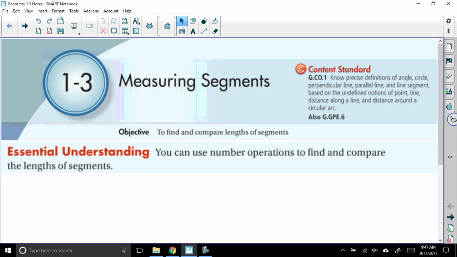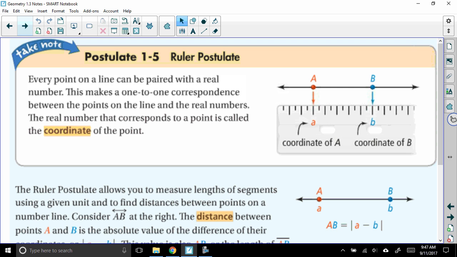Now, the last lesson we talked about how to name segments, so here we're going to be comparing the lengths of segments. So this first item here in the notes is called the ruler postulate. Postulate 1-5, the ruler postulate, says every point on a line can be paired with a real number. This makes a one-to-one correspondence between the points on the line and the real numbers. The real number that corresponds to the point is called the coordinate of the point.